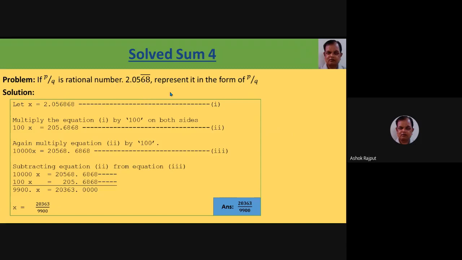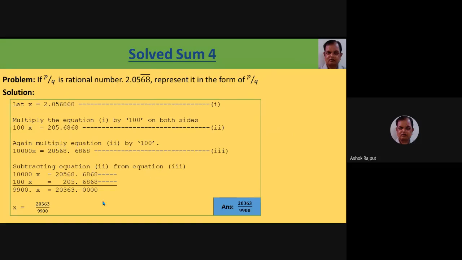If the bar is over 3 digits, then we multiply by 1000. This is the way we work in solving such types of problems. First we multiplied by 100, so 100x equals this one, 205.6868. Again we multiplied by 1000, and we are finding 10,000x equal to 20,000 5.6868.